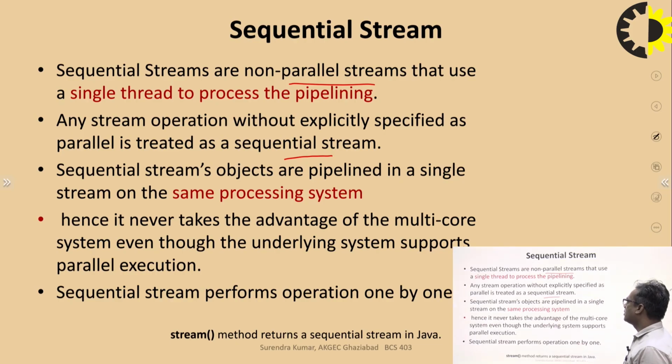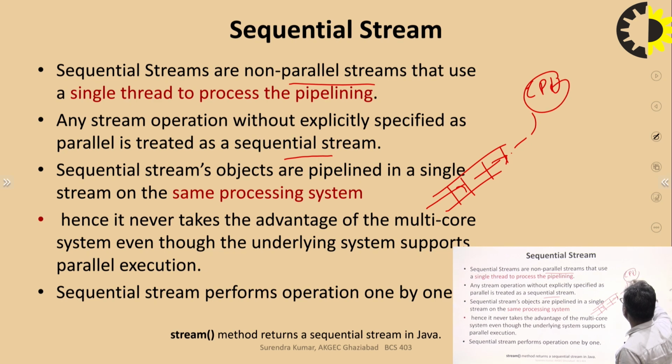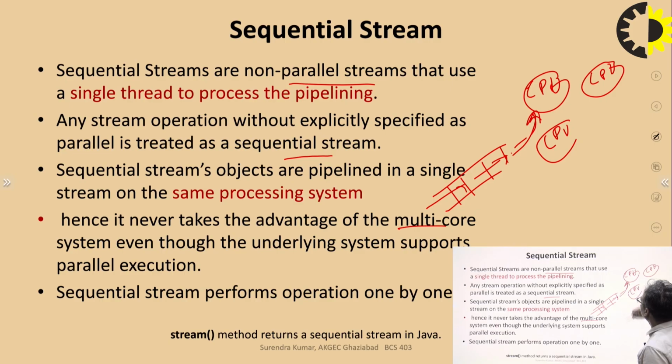Sequential stream objects are pipelined in a single stream, one by one. Single stream की तरह वो काम करेगा. आपका एक बार में CPU को एक प्रोसेस मिलेगा, right? Hence, it never takes advantage of the multi-core system. If you have a multi-core CPU, it will work on a single CPU only, so it will not take advantage of parallel execution.